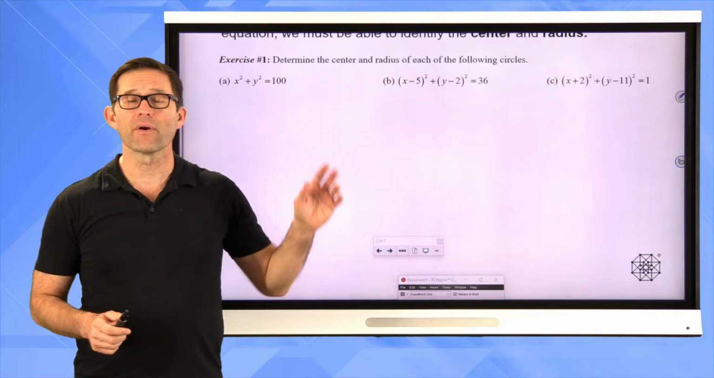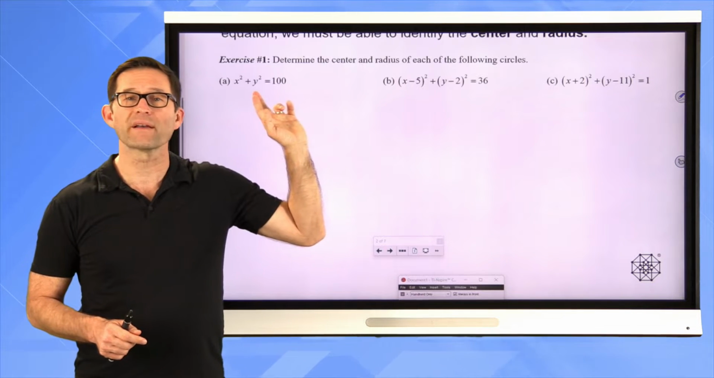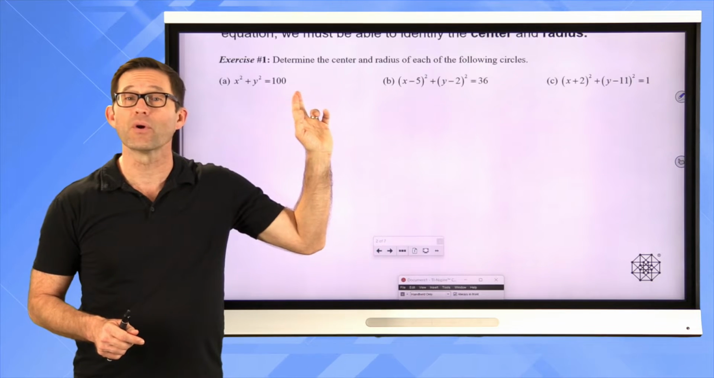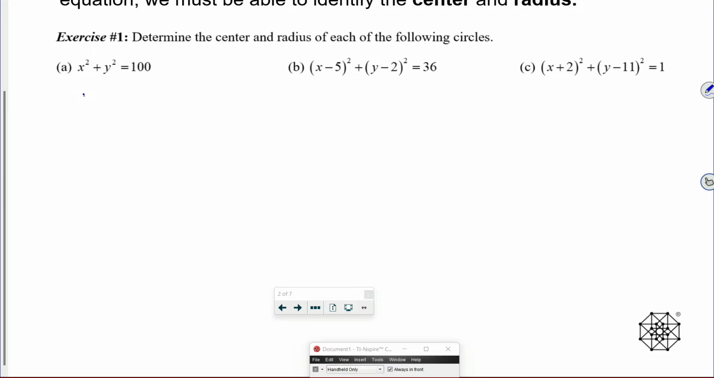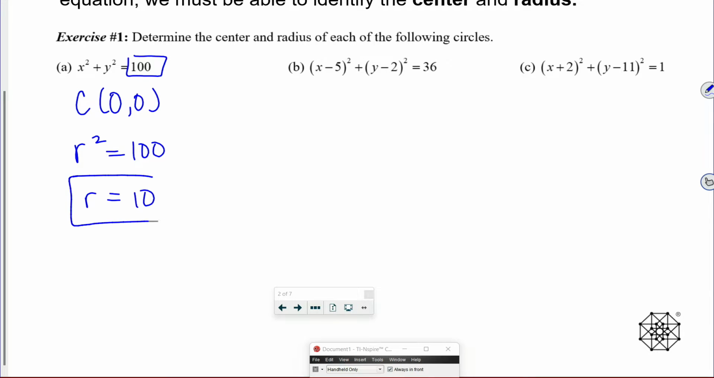All right, well, for letter A, whenever we have an equation of the form x squared plus y squared equals a number, then this is a circle whose center is at the origin. All right, and then this number will always be the square of the radius. So the square of the radius is 100, which obviously means the radius is then 10.